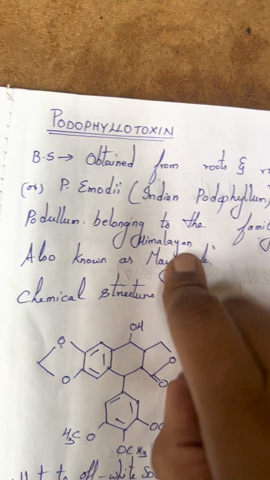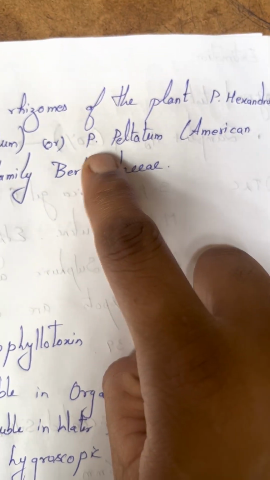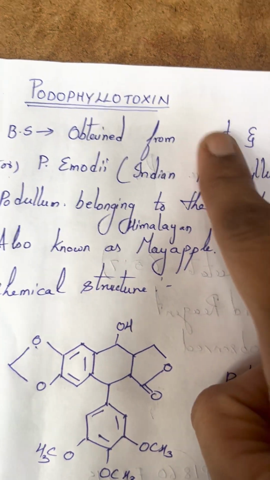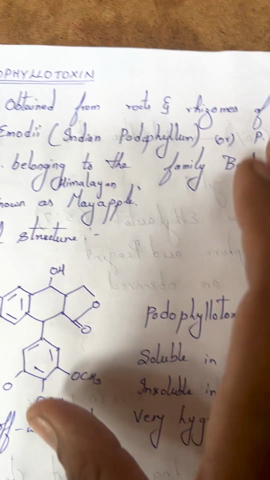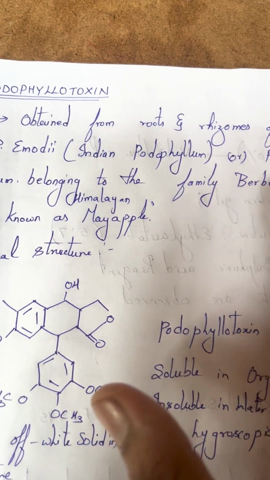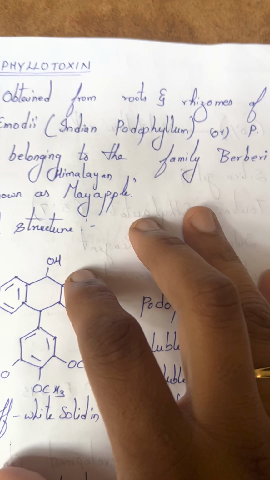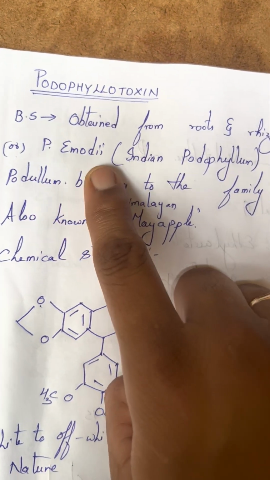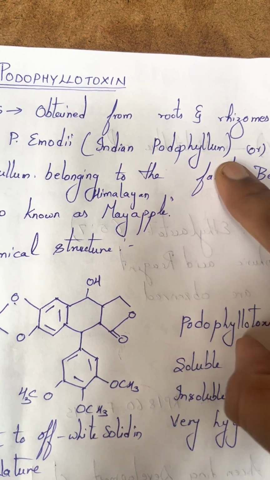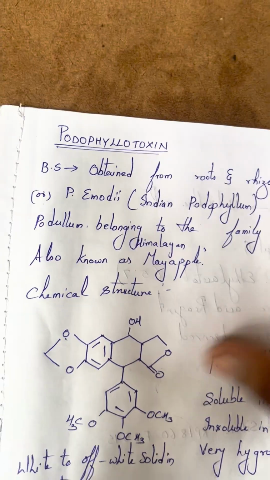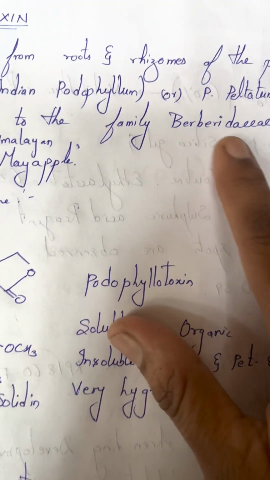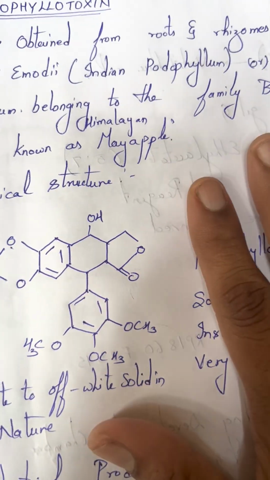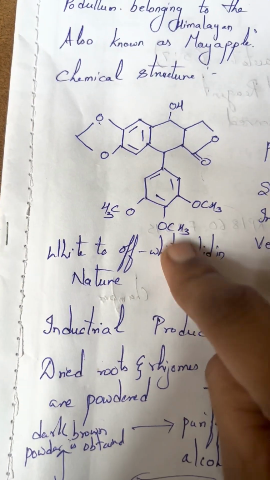What about the American Podophyllum? It is obtained from Podophyllum peltatum. So these are obtained from dried roots and rhizomes, a resin obtained from the dried roots and rhizomes of the plant Podophyllum hexandrum or Podophyllum emodi, which is the Indian Podophyllum, or Podophyllum peltatum, which is the American Podophyllum, belonging to the family Berberidaceae. So next, this is the chemical structure of Podophyllum.